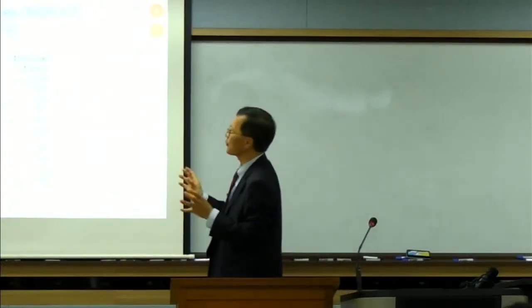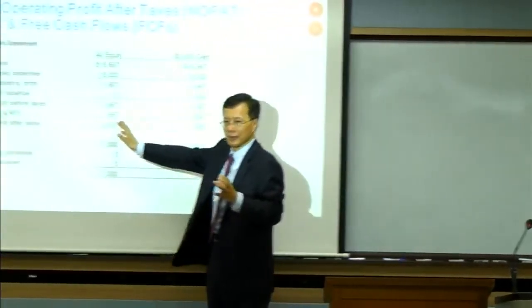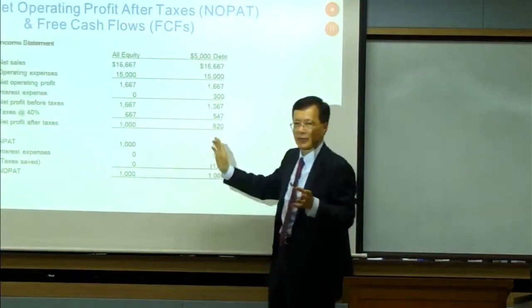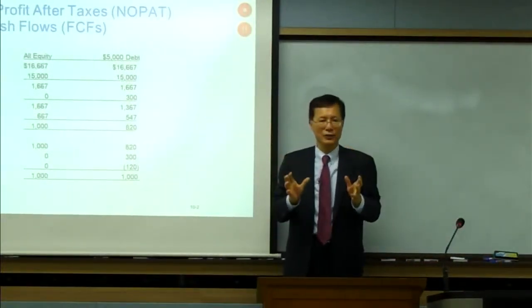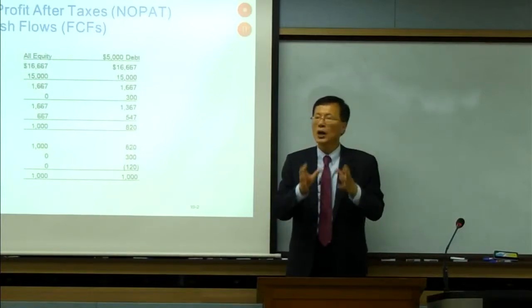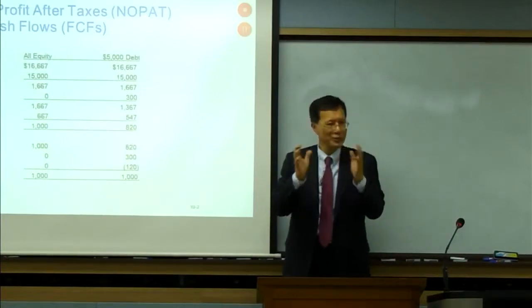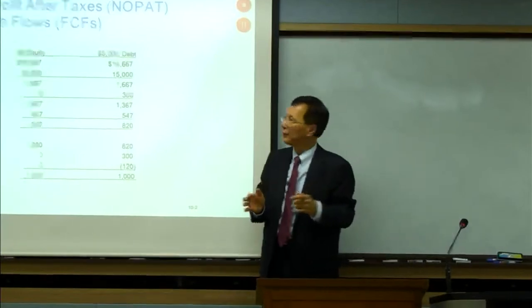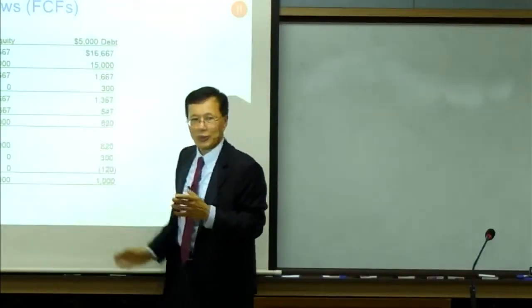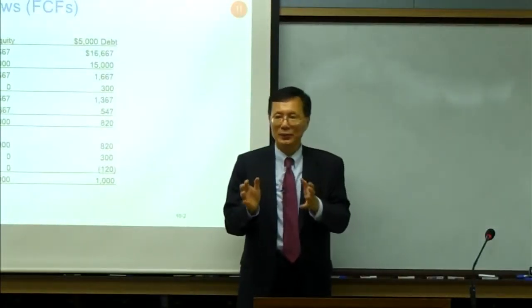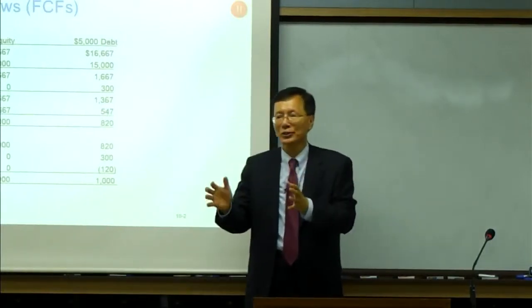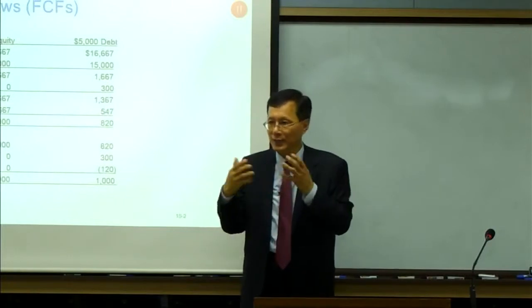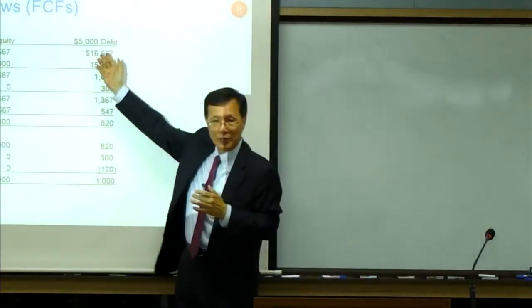The only difference between the left one and the right one is that the left one is all equity financed. Its capital structure is 100% equity, common stock only, no debt. The second one is an identical company, but this company is partially debt financed. It is using debt of $5,000.